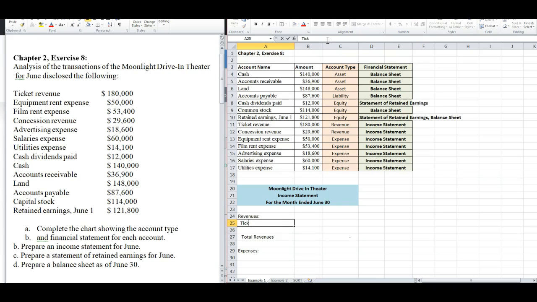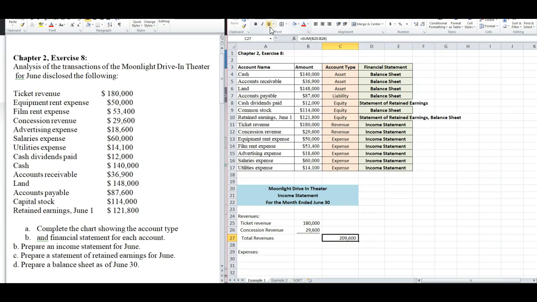So below it, I'm going to type in ticket revenue. My ticket revenue is $180,000. I have concession revenue, which is $29,600. Total revenues would add those together, and I would get $209,600.